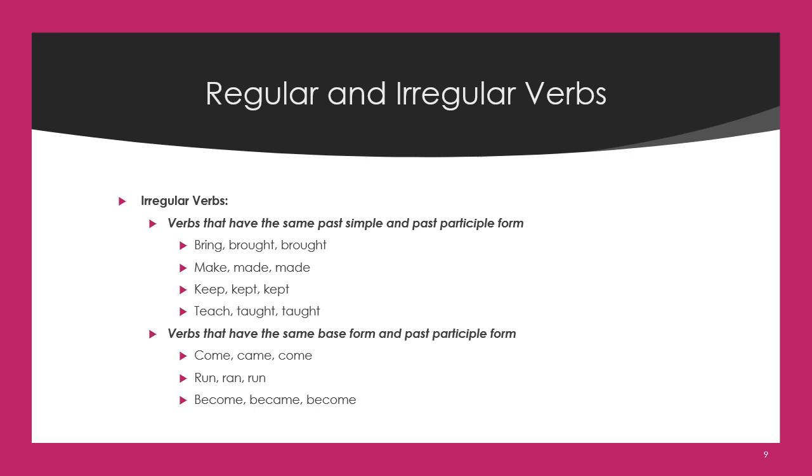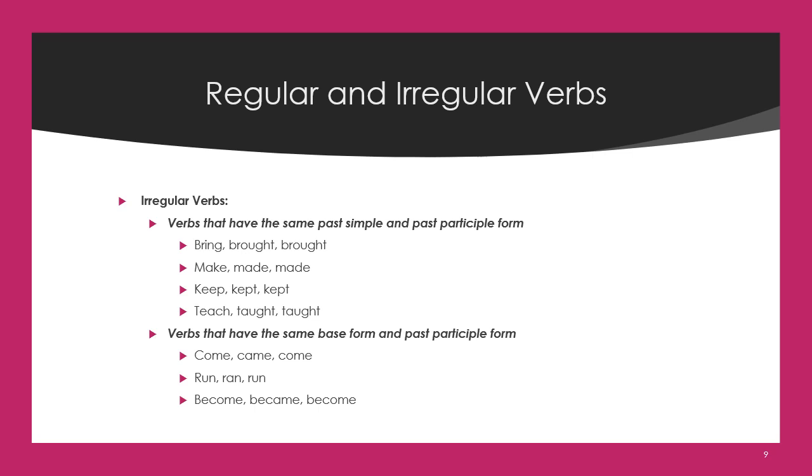The next category of irregular verbs are the verbs that have the same past simple and past participle form. And why are they irregular? Because they have not been derived from the base form. Bring, brought, brought. The first form is bring. The next two forms are the same, but they don't seem to have been derived from the base form. Likewise, make, made, made. I make pudding. I made pudding. I had made pudding when he reached home.